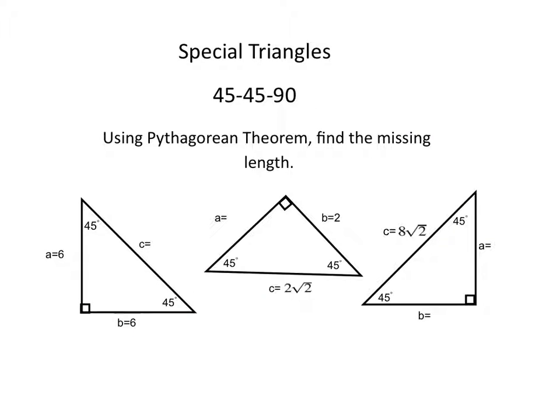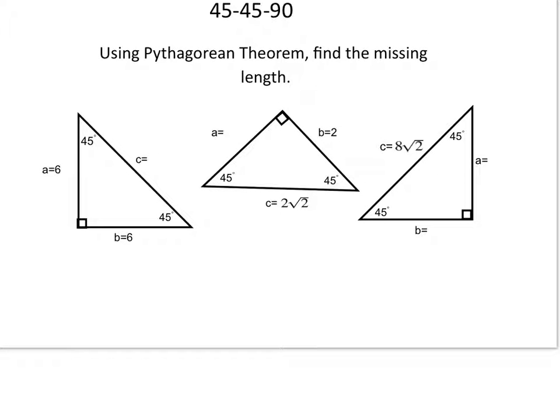So we are going to look at some special triangles rules for 45, 45, 90 degree triangles and 30, 60, 90 degree triangles. So first we're going to start with the 45, 45, 90 degree triangles. So we want to use the Pythagorean theorem and find the missing side lengths of all 3 of these triangles. And you're going to see a pattern evolve. So let's look here at the first triangle.